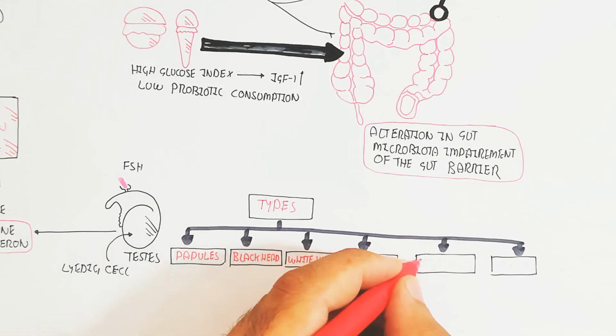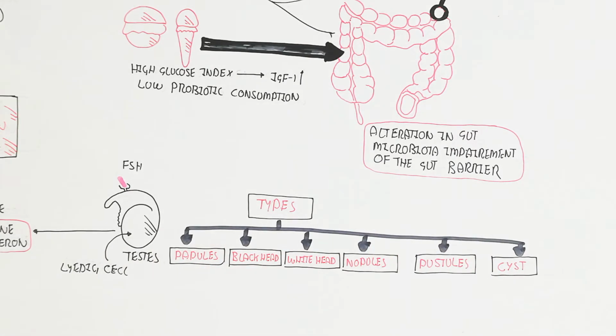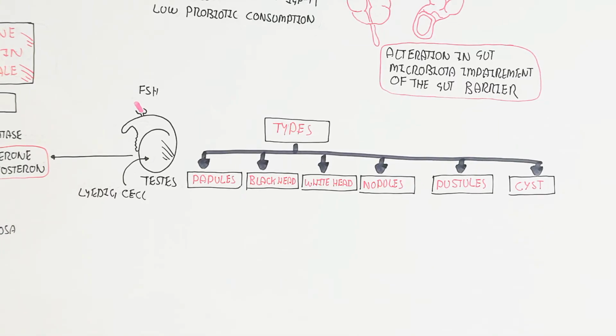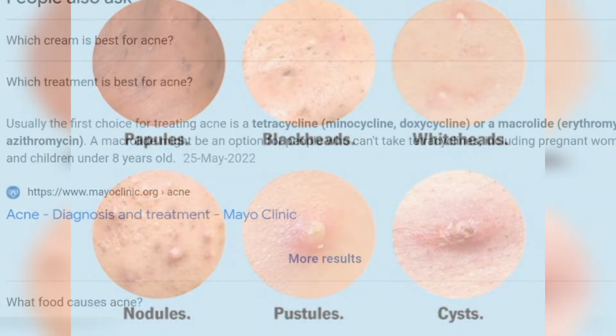So the types of acne are papules, blackheads, whiteheads, nodules, pustules, and cysts. You can see this in the diagram for better understanding. Papules look like this, and blackheads look like this, and whiteheads basically produce a small amount of pus, while nodules and pustules contain more pus, and then cysts.